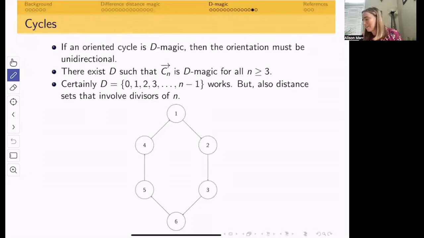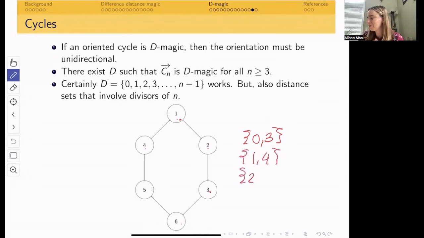I think this is {0, 3} magic now, if we look at this. So if we look at this vertex, 1 plus 3 is, let's see, 1, 2, 3, 4, 1 plus 6 is 7, 2 plus 5 is 7, 3 plus 4, right? So if you look at the distance 0 or 3 away, every sum is going to be 7. If it's {0, 3} magic, it is also {1, 4} magic, and it is also {2, 5} magic, because you're just shifting over in this unidirectional case. So you can say that it's all of those things as well, which is nice.